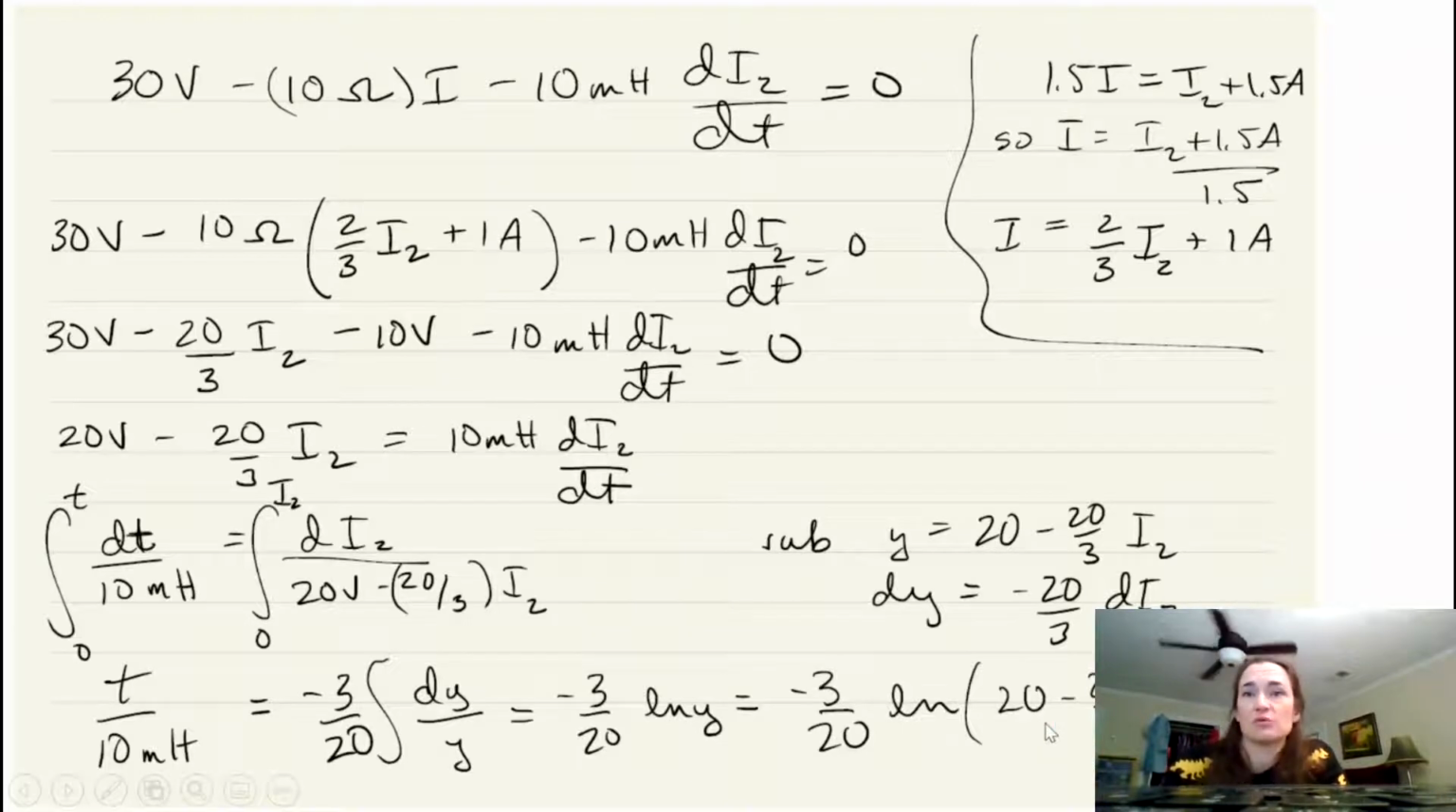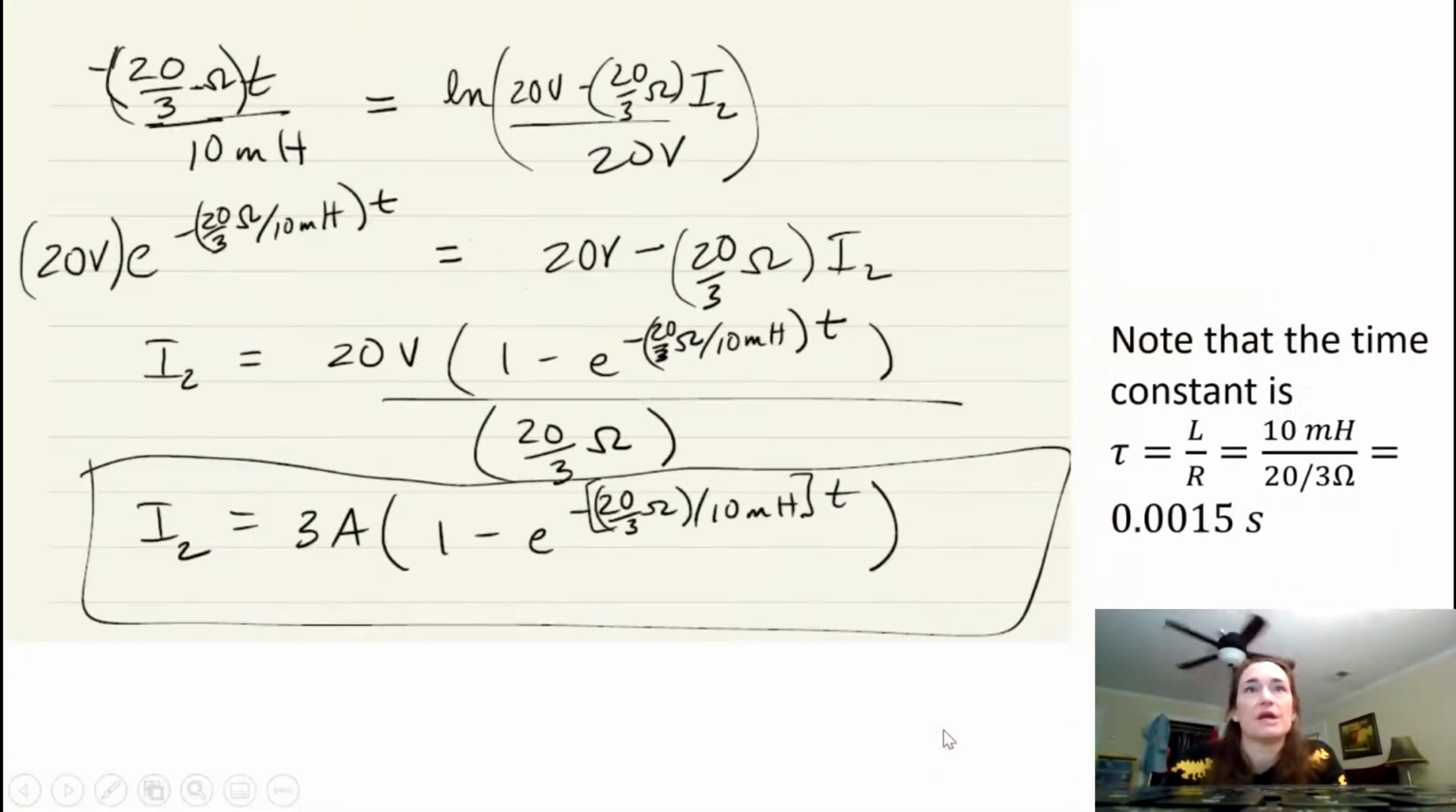But I'm going to use that rule to evaluate my limits. So here on the next slide, first of all, I got rid of the negative 3/20 by multiplying through on both sides by minus 20 over 3. So on my left-hand side, I have minus 20/3 ohms times t divided by 10 millihenries. And on the right-hand side, in evaluating my limits, which were 0 to I2, I end up with the natural log of 20 volts minus 20/3 ohms times I2, divided by 20 volts.